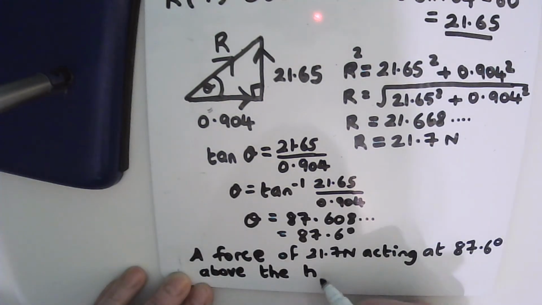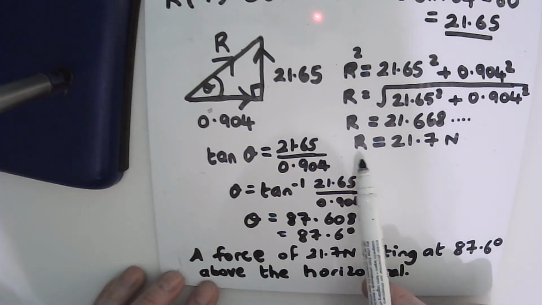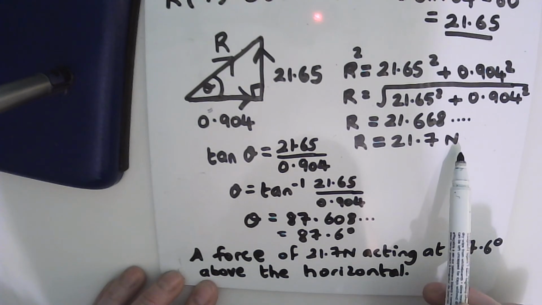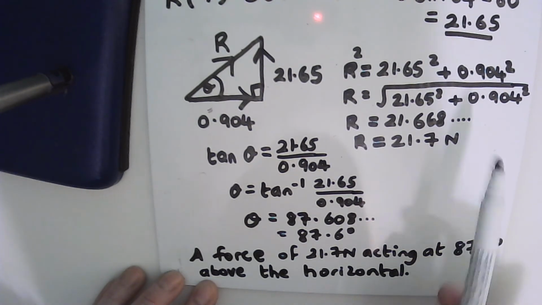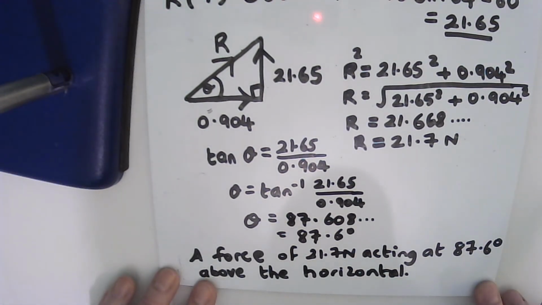If the triangle ended up below, then you would say below the horizontal. But as long as you've worked out the magnitude and direction, we know the magnitude is just the size. What size is the one force? 21.7. And what's the angle that it's acting at? It's acting at an angle of 87.6 to the horizontal there. And that's really all you're trying to do there.